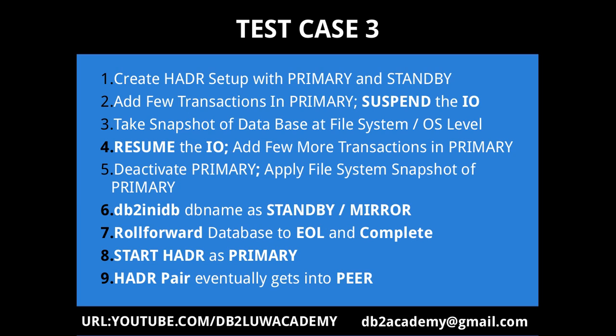So in this test case 3, I'm going to do the same thing, but with a little change. I have this primary and standby, everything is running, transactions are running. Suspend the IO, take the database snapshot, a file system level snapshot of the primary, and resume the IO. Add more transactions, deactivate the primary, and apply the file system snapshot of the primary on the primary server itself. Okay, not in standby. Apply the file system snapshot of the primary in the primary server itself.